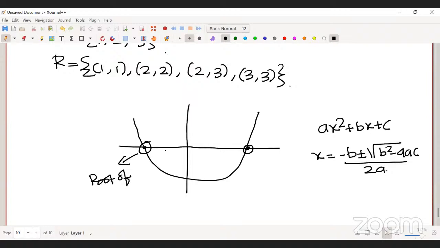One general doubt, sir. Will we draw any graphs in our exams, sir? No. You don't need to draw any graphs in the exam. Okay, then I'll stop the session now.